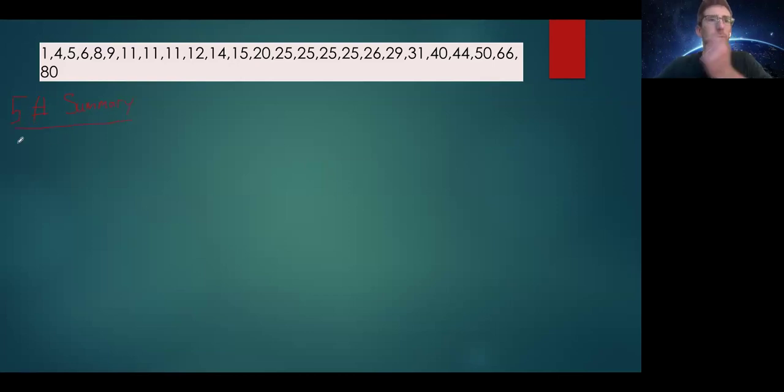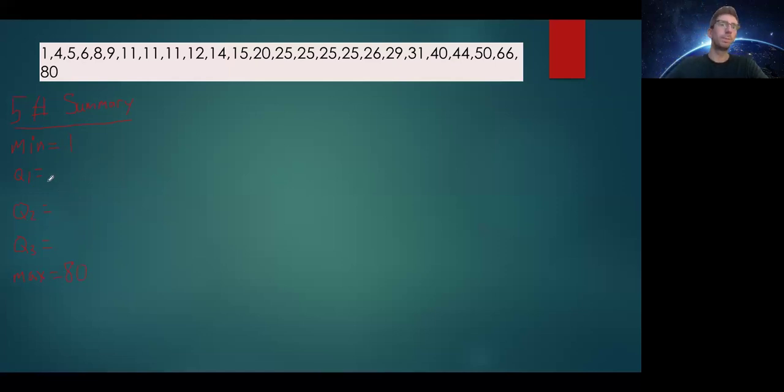This consists of the min, right? The minimum value, our Q1, our Q2, which is our median. We talked about how to calculate the median before. Q3, and our maximum value. So let's start with our minimum and our maximum, right? Those are pretty straightforward. Our minimum value is 1. Our maximum value is 80.